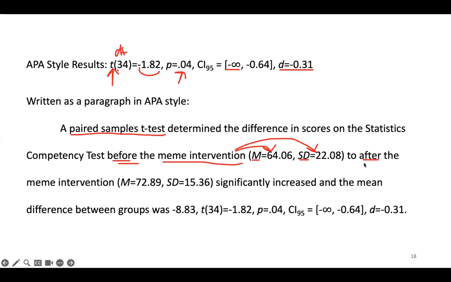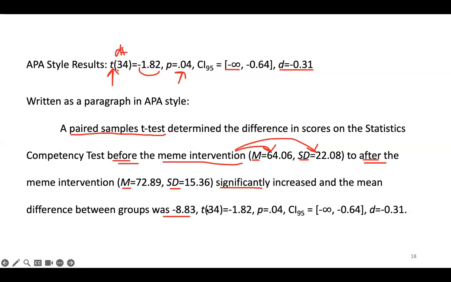And then we're going to talk about after the meme intervention. And so again, we're going to report that information here. And then we're going to say that it significantly increased from before to after. Again, you can use different language. This is just an example of how you could write this out. I did specifically say significantly increased because I think that's helpful to have in there, even with this written out where somebody could look at it and say, oh, significant. I think it's good to specifically state it. And then I reported the mean difference. You don't have to do that, but I think it's helpful.